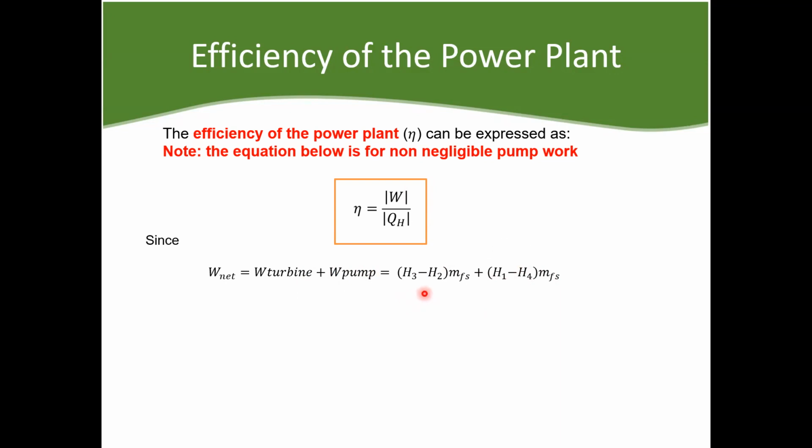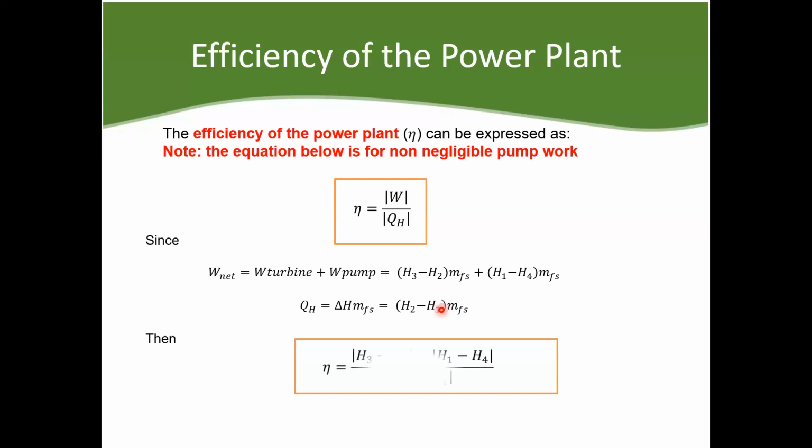So this is the equation for the work of the turbine, and this is the equation for the work required of the pump, and this is the equation for the boiler, Q sub H, or the heat absorbed in the boiler. We just simply substitute in the equation the mass of flowing stream. I forgot to tell you that the mass of flowing stream cancels out in the previous slide, and the same way in this slide. So we're left with this equation for the efficiency of a power plant with non-negligible pump work.